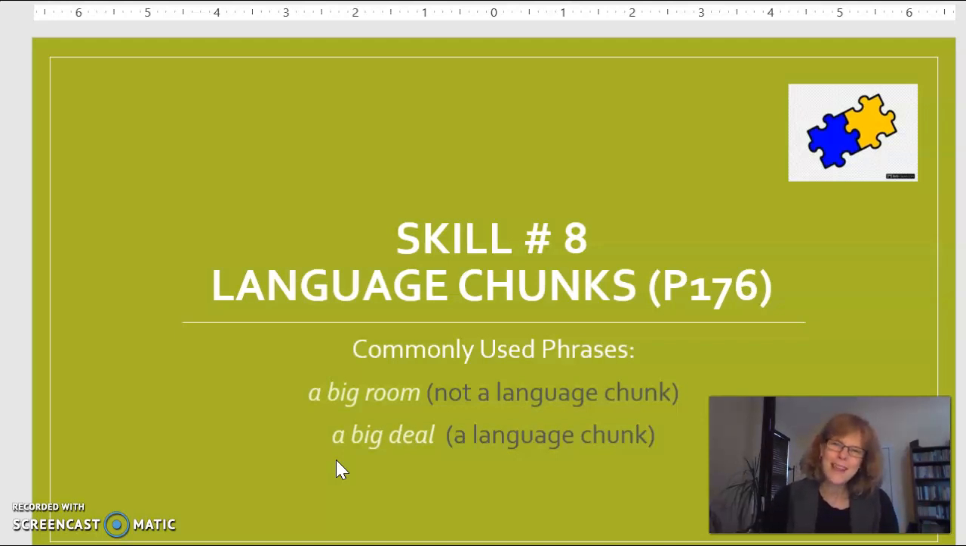On the other hand, if I say that's a big room, I'm not using that as a language chunk. I'm not putting those three words together to mean one thing. Right? I'm using those three words as an adjective and a noun to describe something. It's a little different. So we're looking together to see what are some language chunks that are common in English. And I'm sure you already know a lot of these.